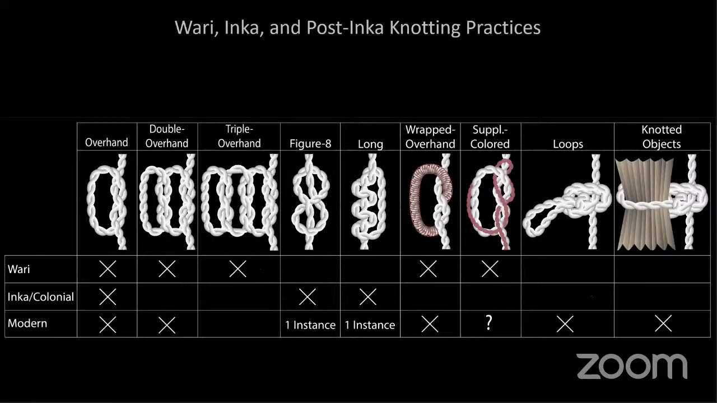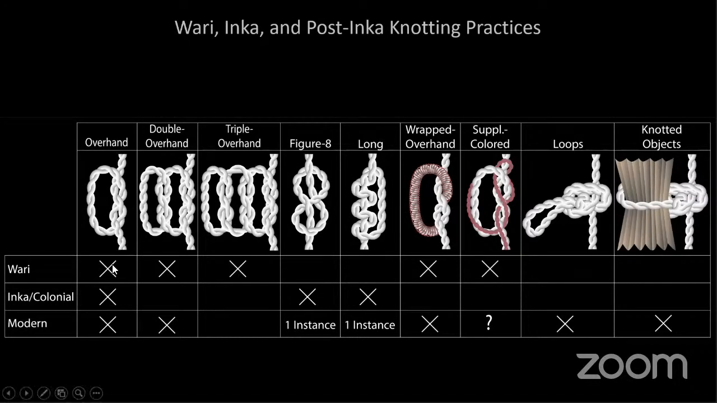Further, as previously noted, Inca Khipus have three types of knots. They have figure eight, long knots, and overhand knots. This diagram shows the knotting conventions of Wari, Inca and post-Inca, and modern Khipus. And when I say Inca and post-Inca, I'm talking about the standard Inca Khipu. An X indicates whether that type of knot was used or not. No X means it was not used, or that we don't have evidence for it.